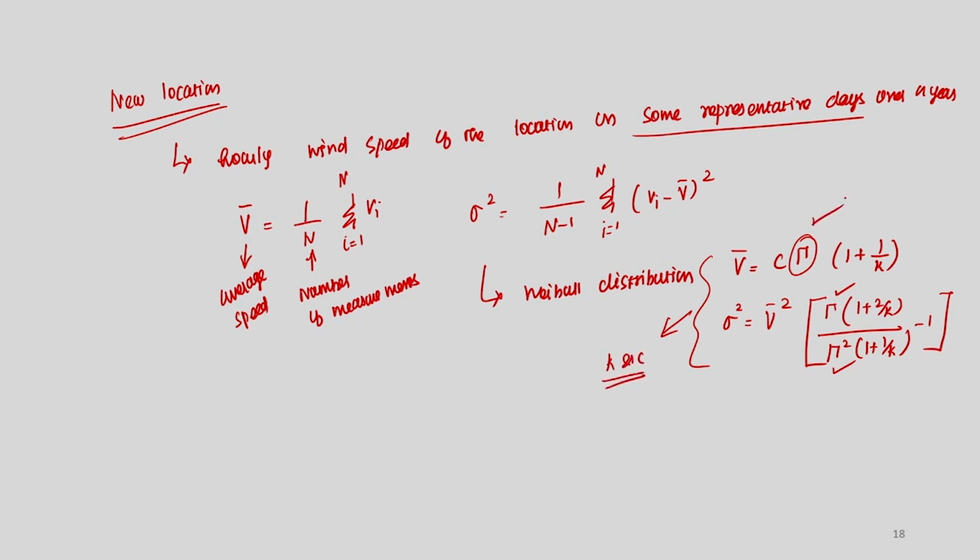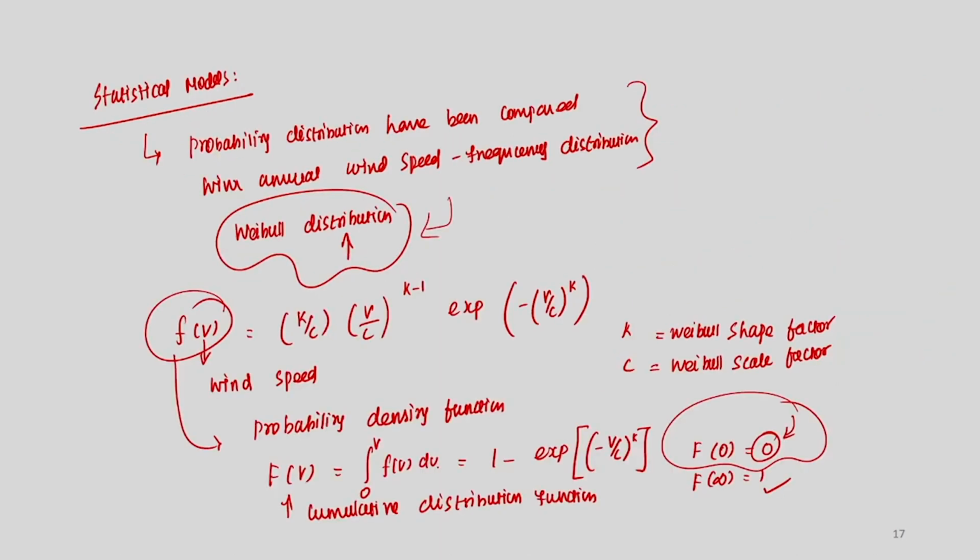If you fix the gamma function, and you know the average velocity and standard deviation, then you can fix the k and c values. Once you fix k and c, you calculate the probability density function using the k and c values. For v, for example, if you have 0 to 2 kilometers per hour, the average middle point is 1, so you substitute 1. Like that you can generate the speed versus frequency distribution curve or table.